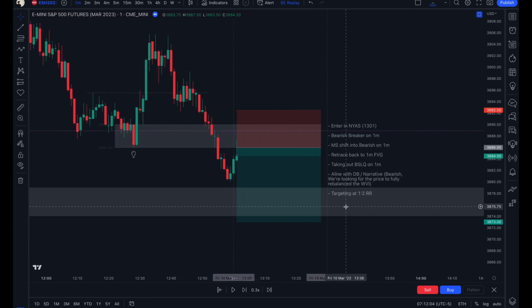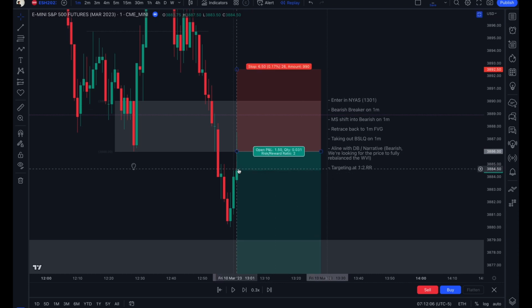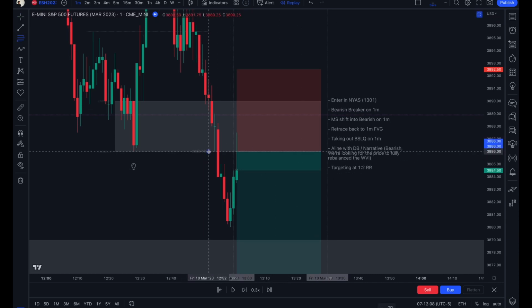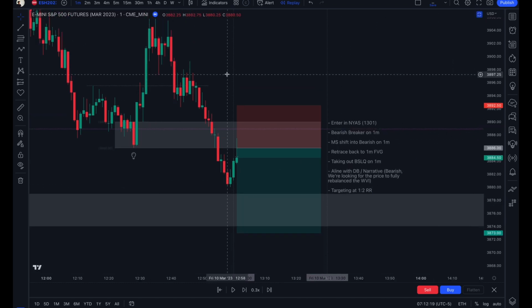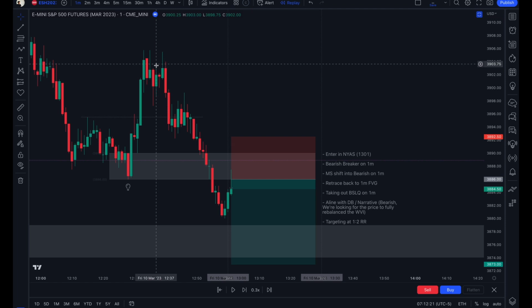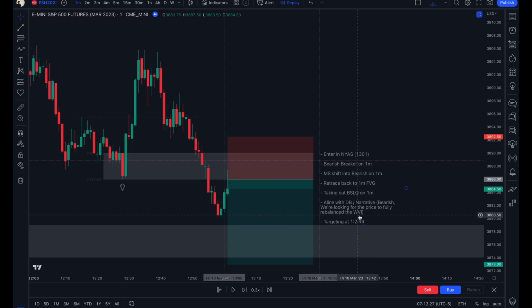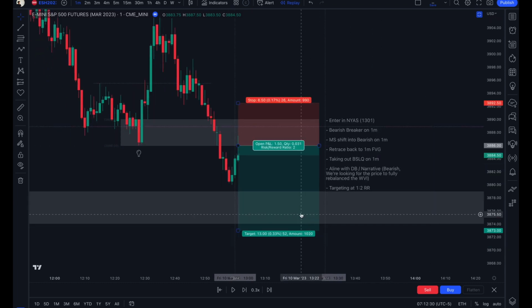Retrace back to the 1 minute fair value gap. If you look closely, there's a 1 minute fair value gap right here. Retrace back to it. Taking out buy side liquidity on 1 minute. Taking out high, higher high. Taking out this buy side liquidity. Aligned with daily bias narrative, we want to see the weekly volume balance fully rebalanced.